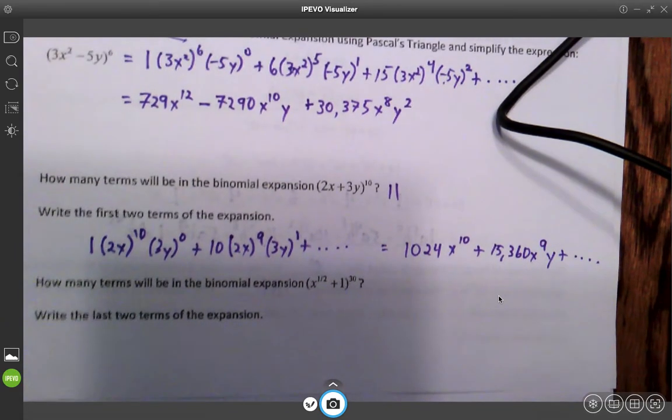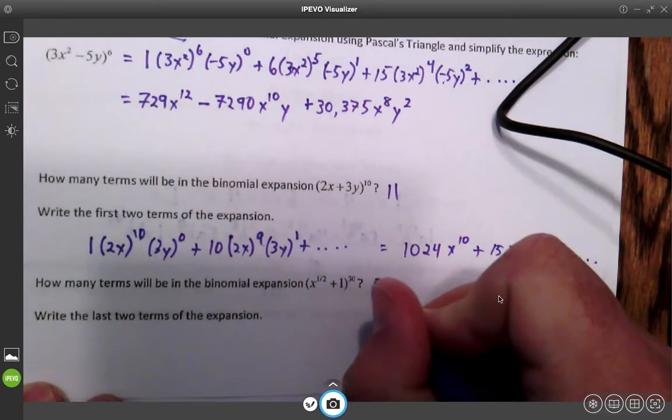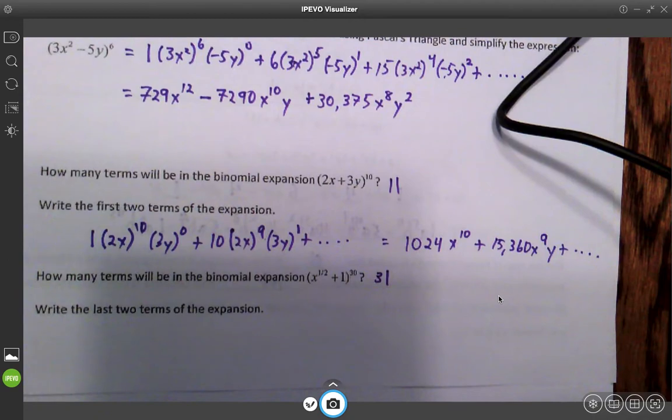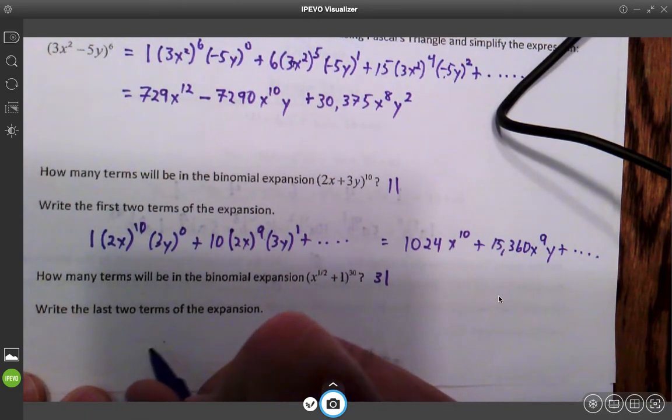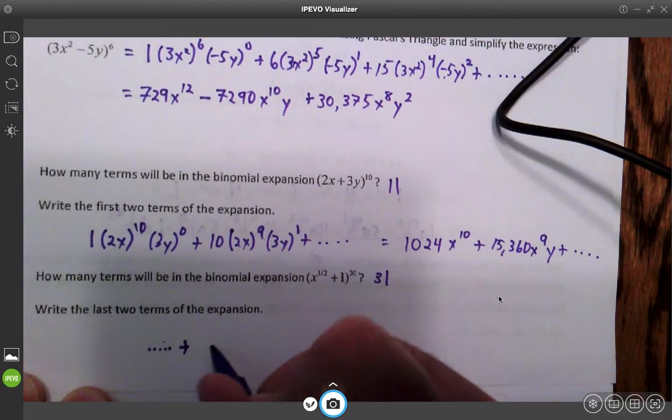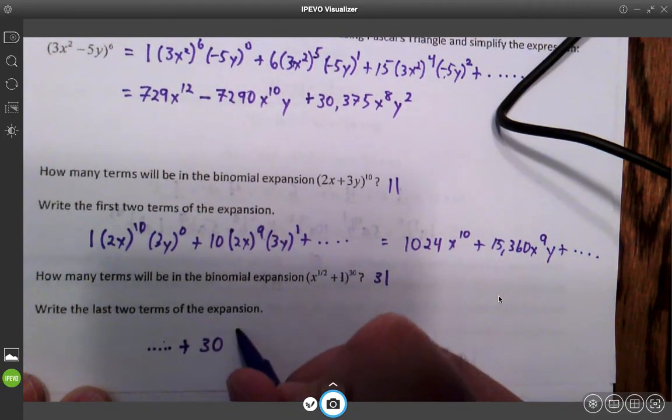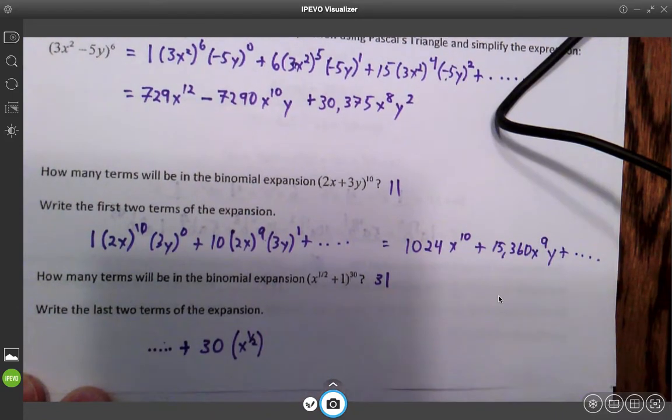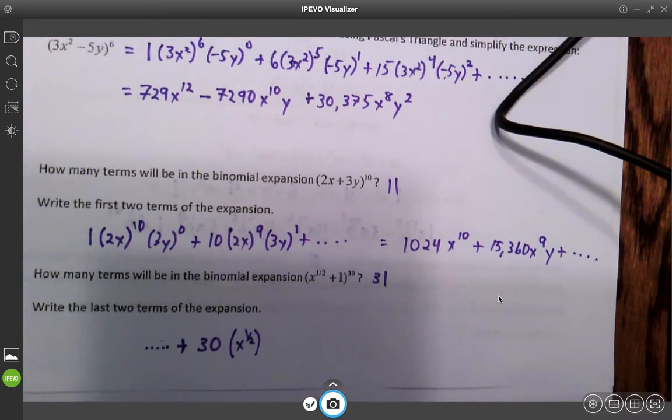Now, how many terms will be in the binomial expansion x to the half plus 1 all to the 30th power? How many terms? Right, we just add 30 and 1. We get 31. Now we're going to write the last two terms of the expansion. If we write the last two terms, the last one is going to start with a 30. So this is going to be dot, dot, dot, plus 30, and then x to the half to the, what number would it be? 1, right?